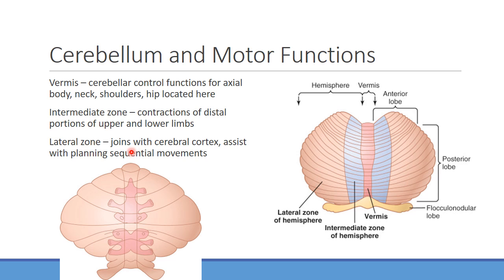Okay, and then you're going to finally have the lateral zone. This one's going to primarily communicate with the cerebral cortex, and this is what's really important for assisting with those sequential movements, right? So going from spot to spot to spot, or going from action to action, is going to be maintained here in the lateral zone as it communicates with the cortex.